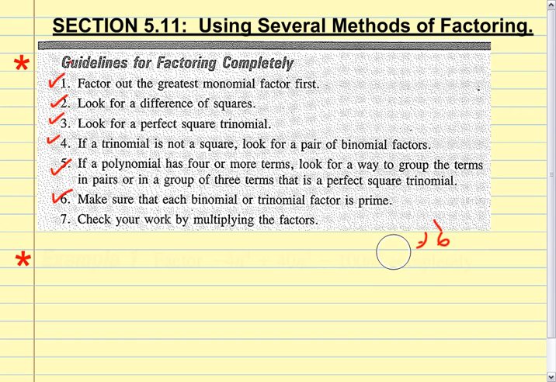And then the last thing here, it says check your work by multiplying the factors. We haven't been doing that as much. Okay? And that's okay. It's time consuming. But on a test or on a quiz, if you have time and you want to check your work, multiply it back out and see if you get what you started with.